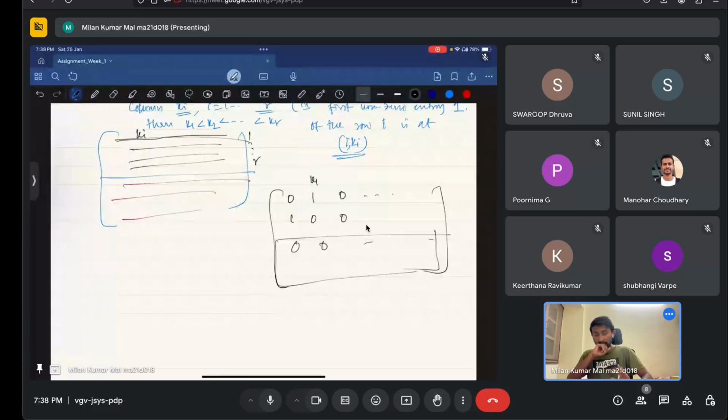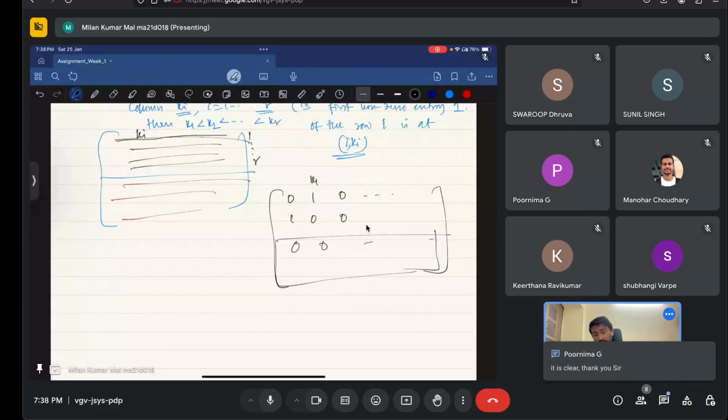Okay, but this is not a row reduced echelon matrix because... Thank you for confirming.